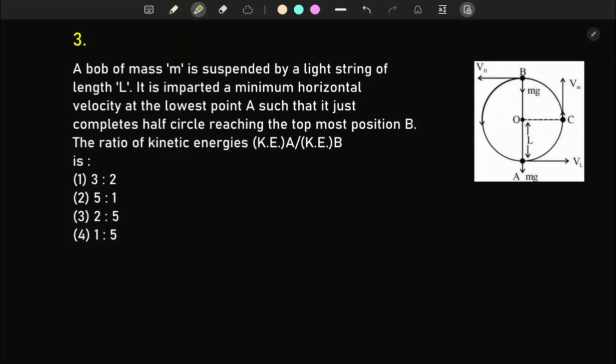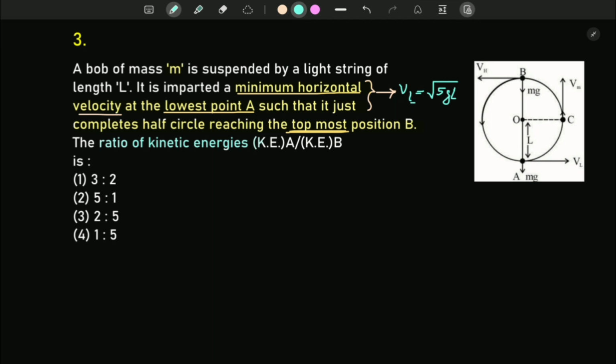So here is the next question. It says a bob of mass m is suspended by a light string of length L. It is imparted a minimum horizontal velocity at the lowest point A such that it completes half circle reaching the topmost position B. We need to find the ratio of kinetic energies KEA is to KEB. And it is given minimum horizontal velocity at the lowest point A such that it completes half circle reaching the topmost position B. This implies that the lowest velocity VL is under root 5gL.